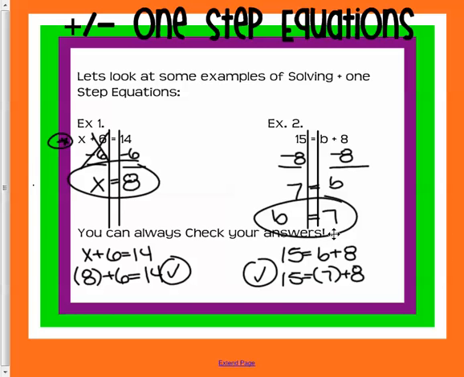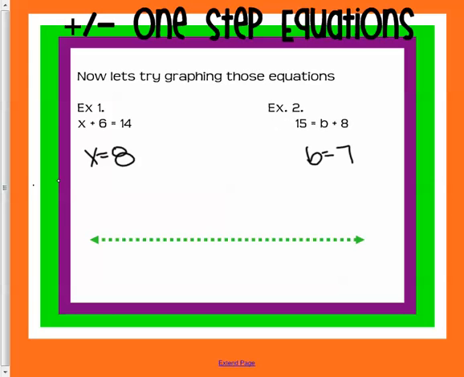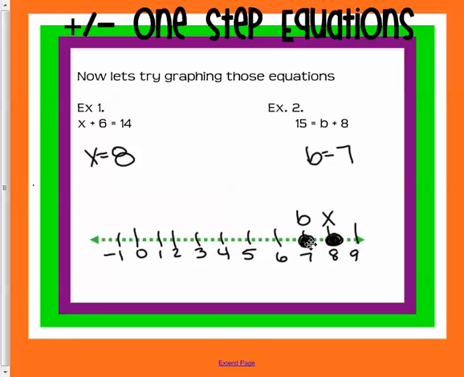So x equaled 8 and b equaled 7. Now let's try graphing these. We know x equaled 8 and b equaled 7. So I put a dot at 8 and I mark it x. I put a dot at 7 and I mark it b. Notice that it's a solid dot saying, hey, here's 7 and here's 8.